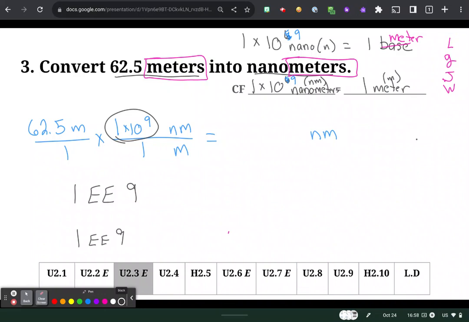So I plug this in, 62.5 times 1 times EE 10 to the 9. And my calculator is giving me an answer in scientific notation, which would make sense because it's going to be a really big number. So 6.25 times 10 to the 10th. And there you go. Hopefully that helps.